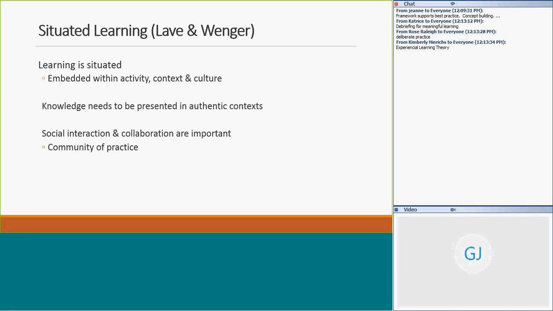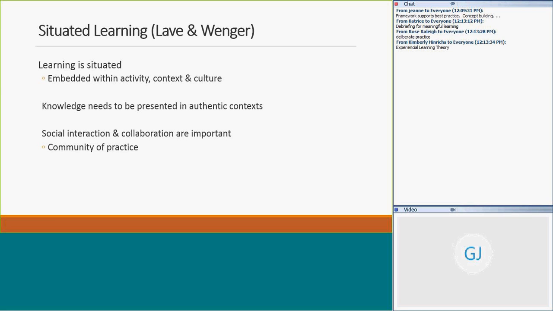Lave and Wenger are credited with situated learning. So situated learning, in contrast with traditional classroom learning activities that may involve abstract knowledge, which may not be in context, Lave argues that learning is situated or contextual, and people learn where activities normally occur. Learning is embedded with activity, with context, with culture, and oftentimes on the floor or in simulation can be unintentional as well as deliberate.